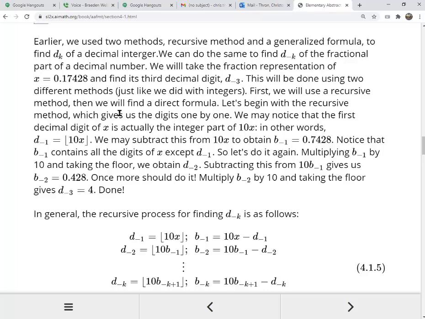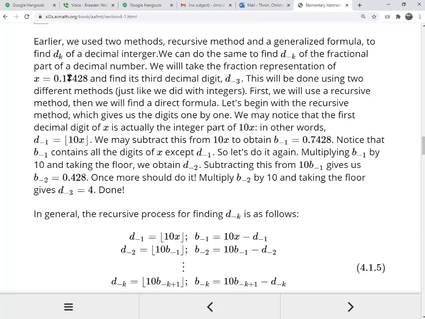Okay, we first notice the first decimal digit is the integer part of 10x. All right, so in other words, if I multiply this by 10, I'm going to get 1.7428. If I take the integer part, chop off the fractional part, I'll get the 1. Okay, so D minus 1, the 1/10th digit, is the floor of 10x. Okay, now if I subtract this from 10x, I'll get another fraction, and you notice that now the 1/10th digit was the 100th digit here. And we can do the same thing.